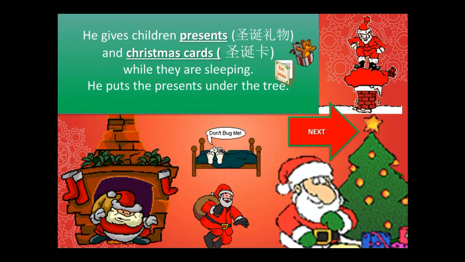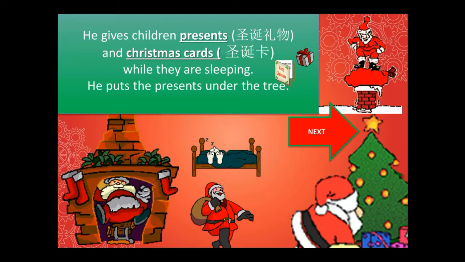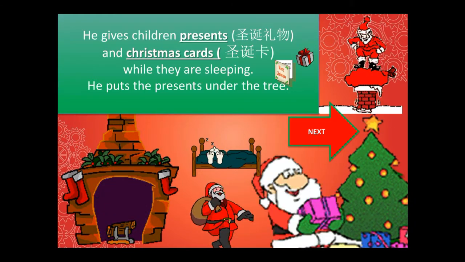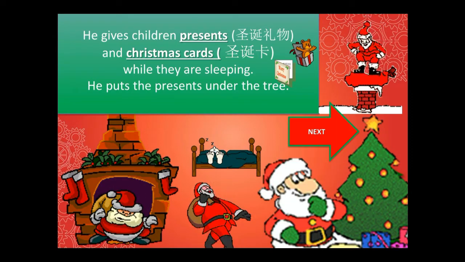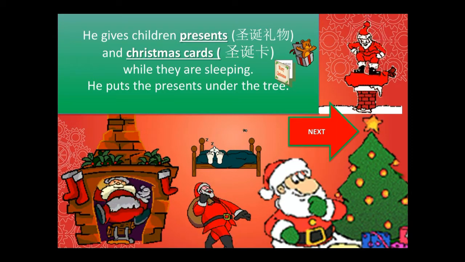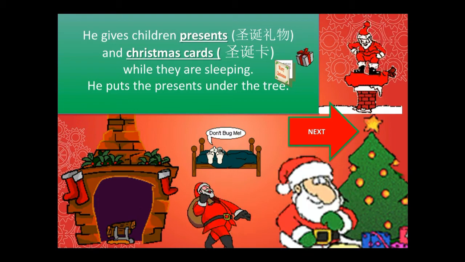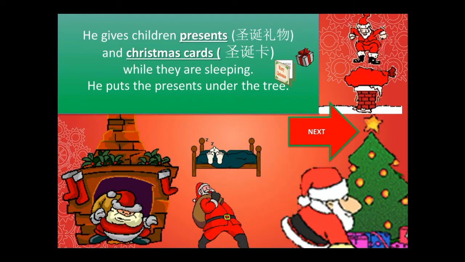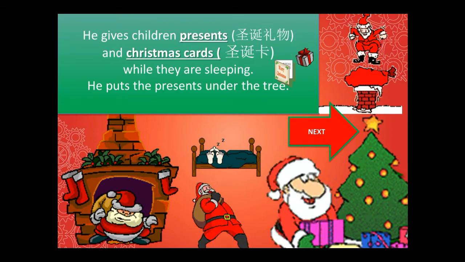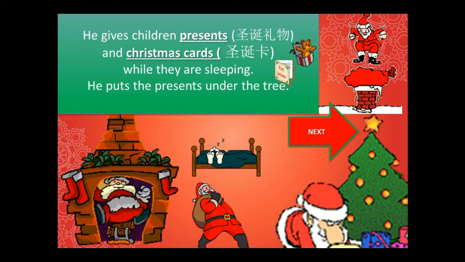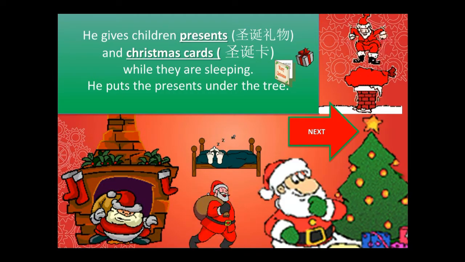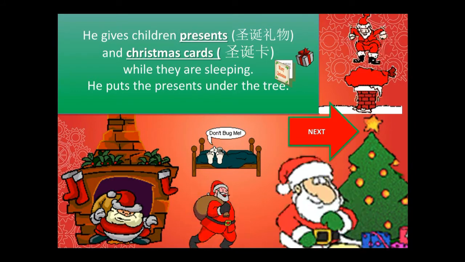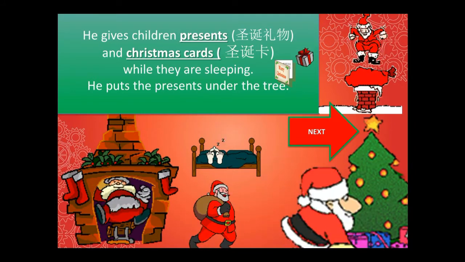So this little sequence is what I use to explain what Santa does. So he gives presents and he gives Christmas cards, and I get them to repeat this. And I go through the sequence of how he does this. He comes down the chimney after he gets off his sleigh, and while you're sleeping, he walks very quietly and he puts gifts and presents and cards under your tree for Christmas the next day.